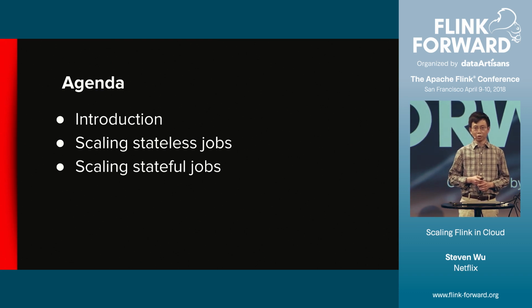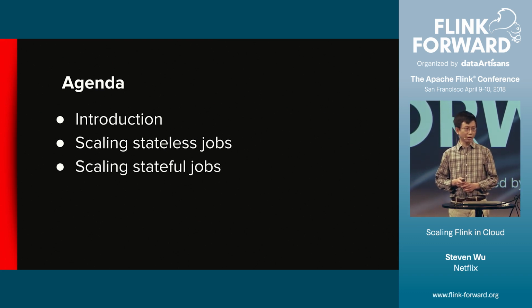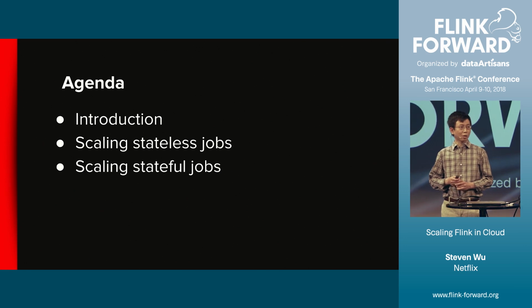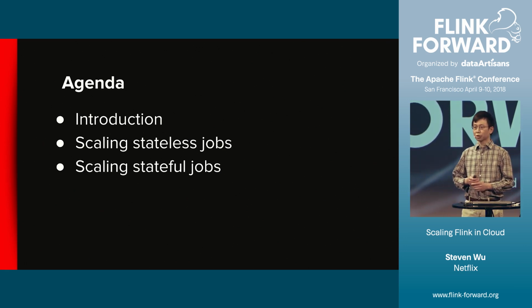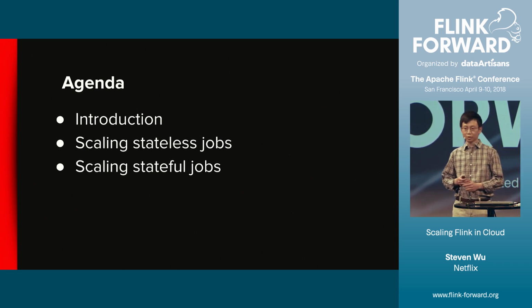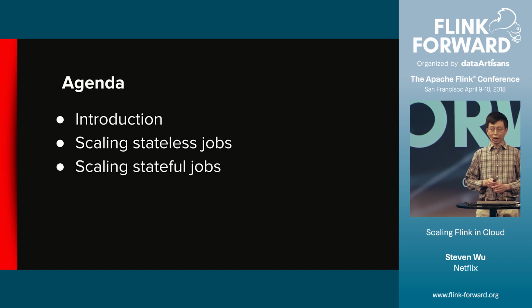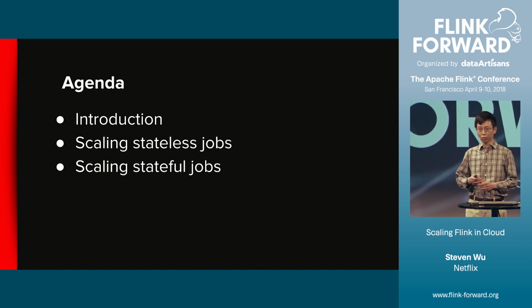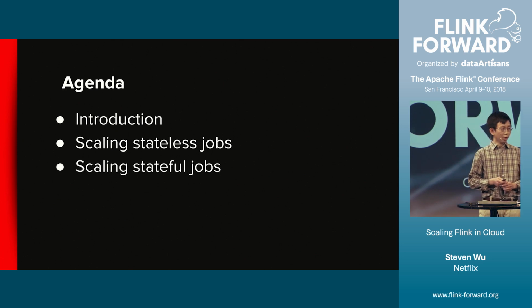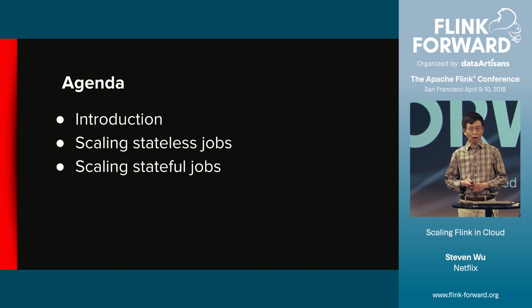I'll first give a quick introduction of how we run Flink at Netflix. Then I will give you some background knowledge on Amazon S3 services because we use S3 as our checkpoint store. So it's important for us to understand some of the design choices from S3 and the implications of those choices on scaling and performance. The main part of the talk is split in two parts.